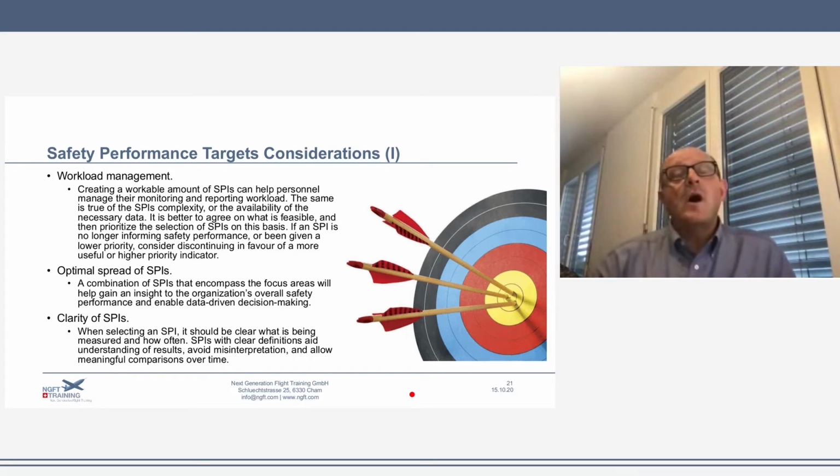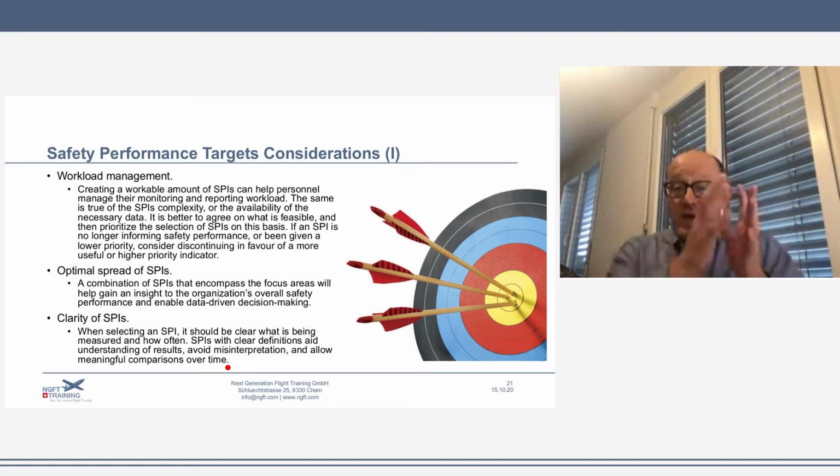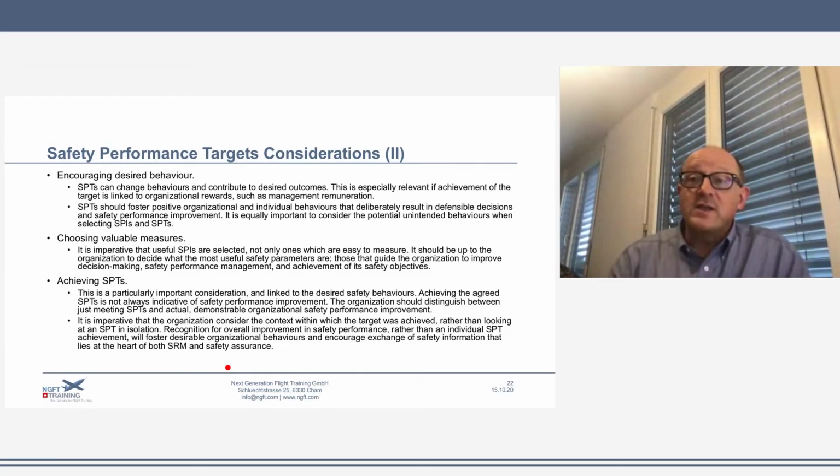All right. Also, if you have a safety performance indicator, you need to be able to spread them across the organization. And these targets, the safety performance targets, should not just cover flight operation. They should also cover other parts as well, because if you just focus on one area, you might miss others. Safety performance targets and indicators should be clear. That's why I said it's important to have this kind of sheet for each indicator where you clearly define these points.